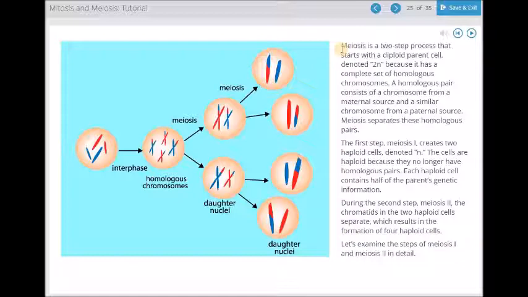Alright, let's talk about meiosis. It's a two-step process, and it kind of looks like mitosis twice. Here I have a cell, okay? The DNA is copied, right? That's during the S phase. So far it looks just like mitosis.